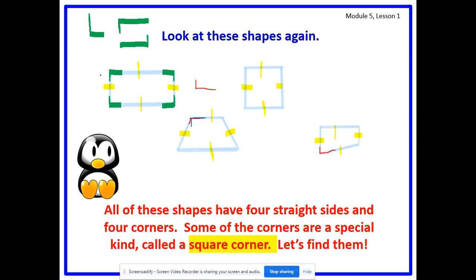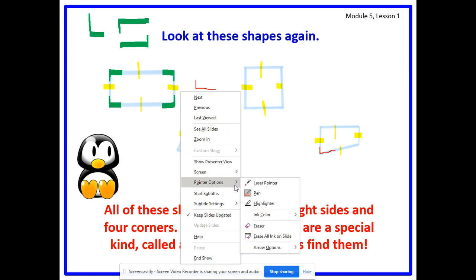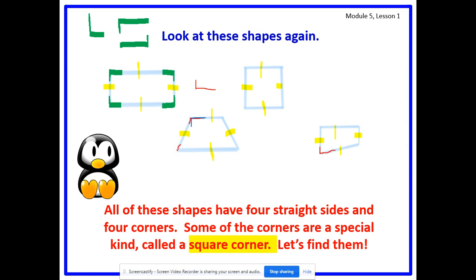So this shape does not have a special corner. Right here, this shape had 4 special corners. This one does not have special corners. Look at this one right here too. Let me go ahead and go back to the red so that you can see. Is this an L? No, right? It is not an L. So this shape does not have special corners. That doesn't mean that it has no corners. It still has 4 corners, right? 1, 2, 3, 4. It still has 4 corners, but they're just not special corners.